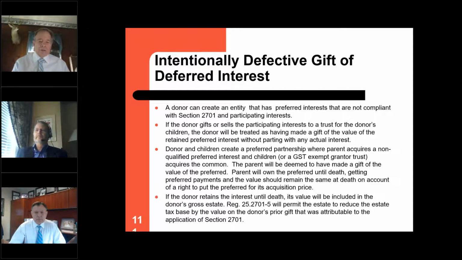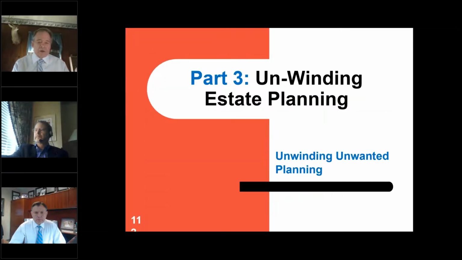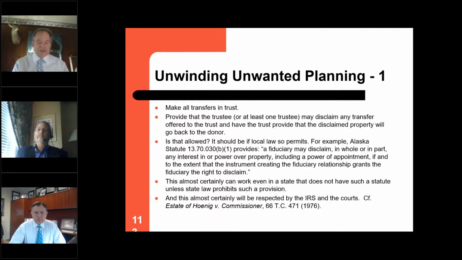But under the regs under section 25.2701-6, it says that the amount of the preferred stock will be excluded from your estate. So you make the gift now, you keep the property, but it will not be taxed when you die. So you can retain basically the income in that without worrying about any adverse effect whatsoever.